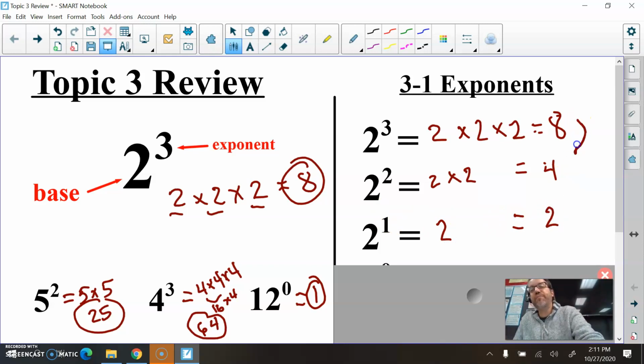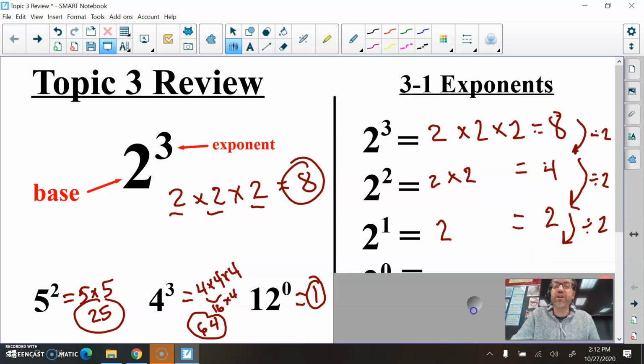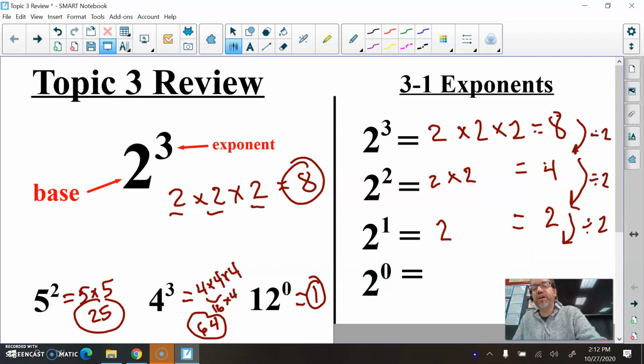Do you see how each time I can get from one answer to the next by dividing by 2? If I were to divide by 2 again, what would that equal? What's 2 divided by 2? Well, that's equal to 1, isn't it? So take a look here. 2 to the power of 0 then must equal 1, because that's what you get if you take 2 and divide it by 2. And that will work even if you used a different base other than 2. Anything to the power of 0 equals 1.